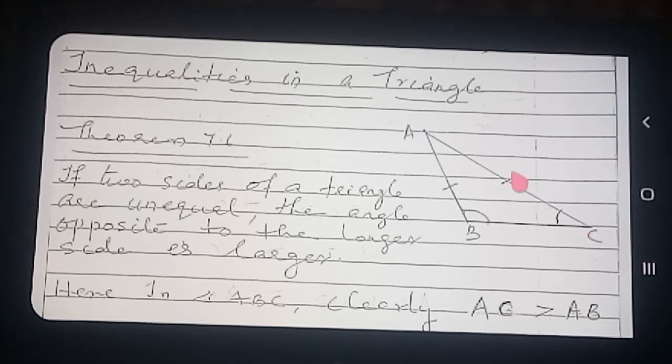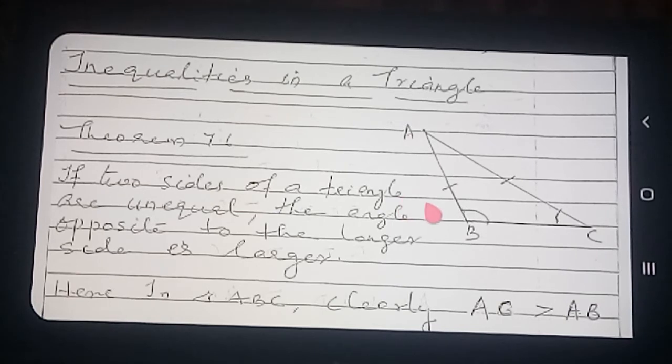If AC is the longer side, what is its opposite angle? AC's opposite angle will be B. I explained the technique for finding it in earlier videos. So B is the larger angle. You can also measure these angles with a protractor. While measuring, you can understand that this angle B is greater compared to angle A and angle C. This is the theorem.